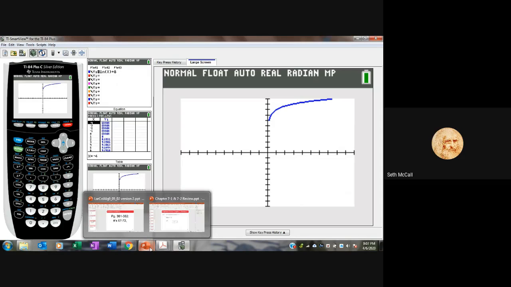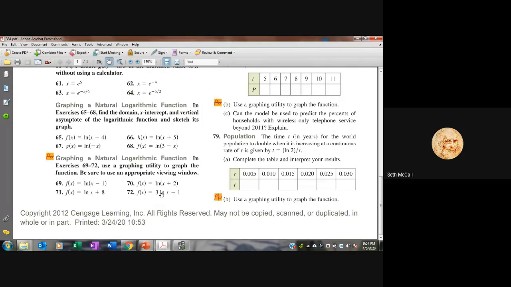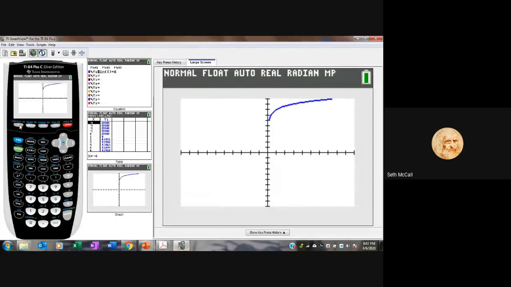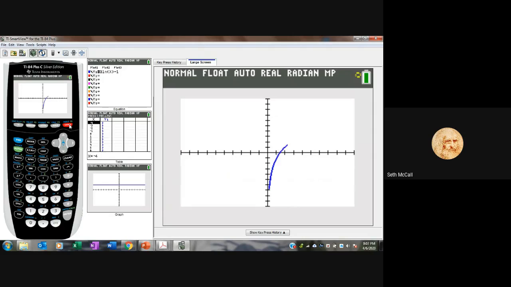And the last one from this set is 72. And we have 3 times natural log of x minus 1. Now the 3 is multiplying, so that is a vertical stretch by 3. And then we have this minus 1, which is also on the outside, so that is a shift down 1. So we have a stretch vertically by 3 and a shift down 1. And so that one is going to be 3 times natural log of x down 1. And you can see it looks stretched because it looks wider, but it's also shifted down 1.